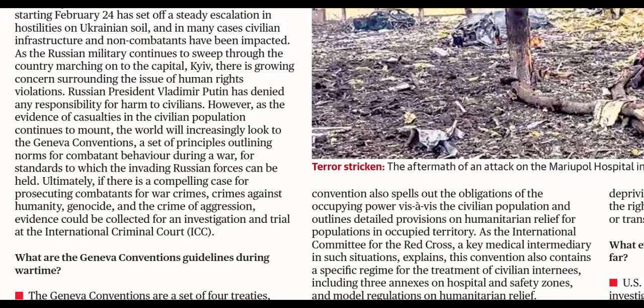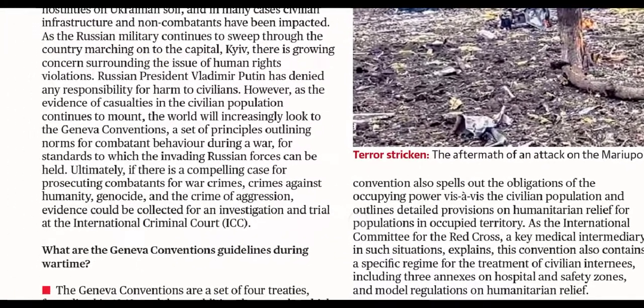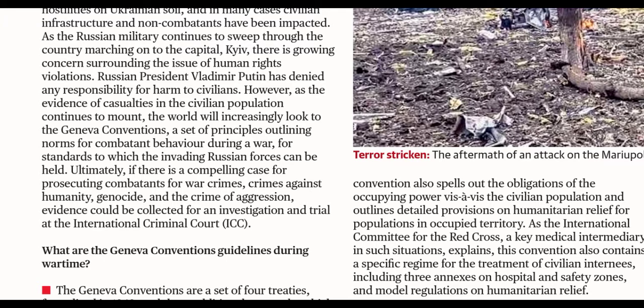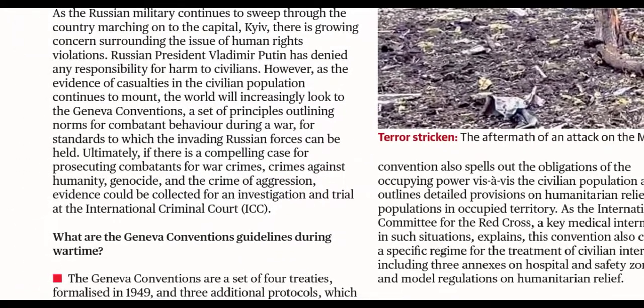There is growing concern surrounding the issue of human rights violations. Russian President Vladimir Putin has denied any responsibility for harm to civilians. However, as the evidence of casualties in the civilian population continues to mount, the world will increasingly look to the Geneva Conventions, a set of principles outlining norms for the combatants' behavior during a war, for a standard to which the invading Russian forces can be held.